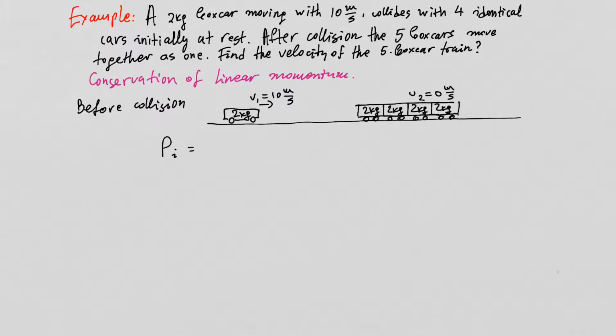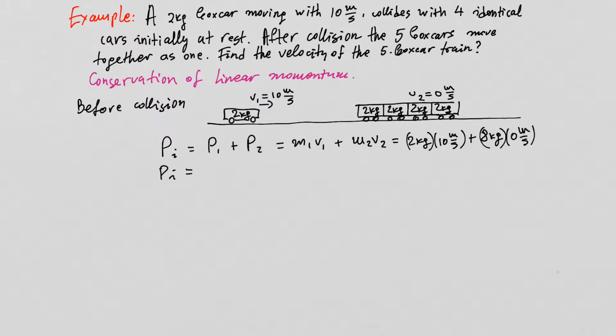P initial, which will be P1 plus P2. P1 is the momentum of the moving boxcar, so this would be M1 times V1. And P2 is the momentum of the 4 boxcars that are at rest. So that will be M2 times V2. This becomes 2 kilograms times 10 meters per second plus 8 kilograms times 0 meters per second. Or the initial momentum would be equal to 20 kilograms meters per second.